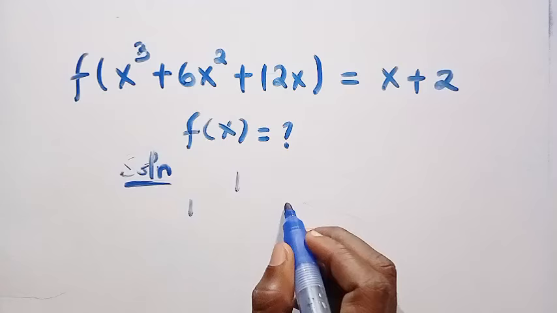How to solve these nice functional equations given that f of x cubed plus 6x squared plus 12x equals x plus 2. And what is f of x? We have this domain as x cubed plus 6x squared plus 12x. And how can we find f of x? So it's very simple. So let's see how we can solve this.